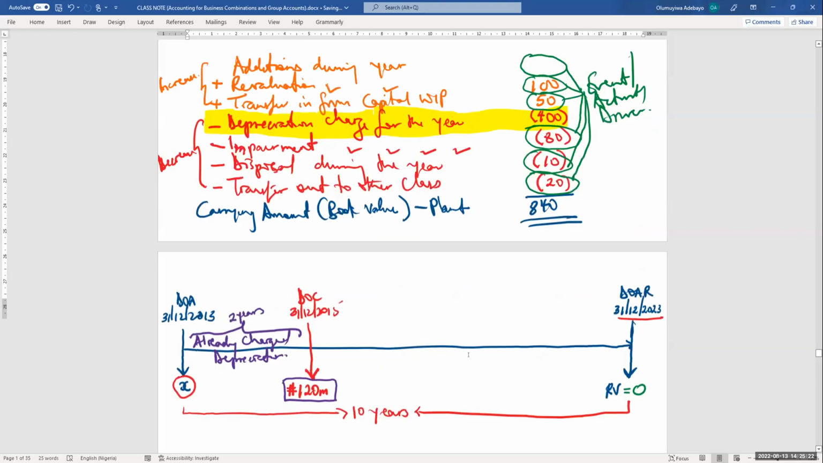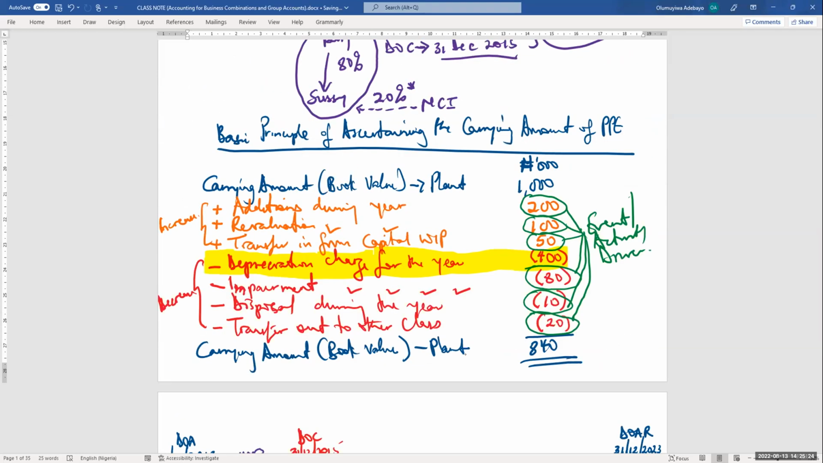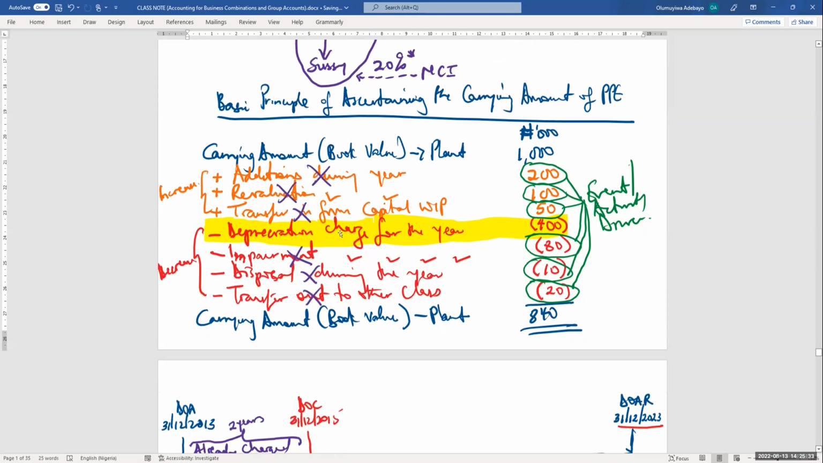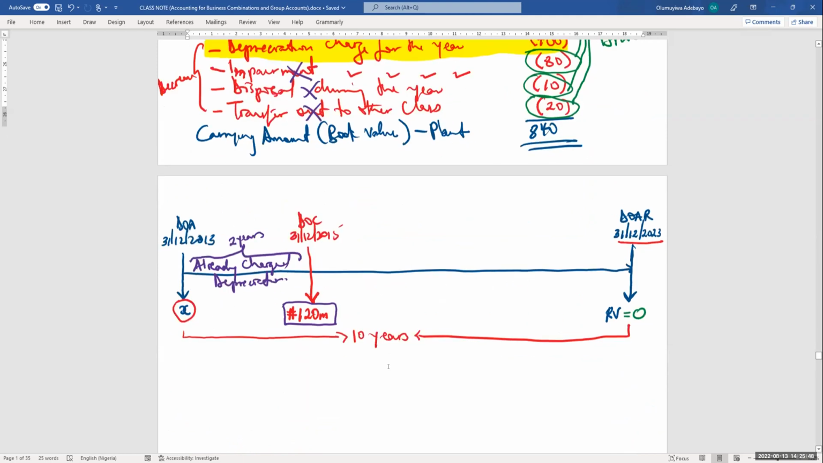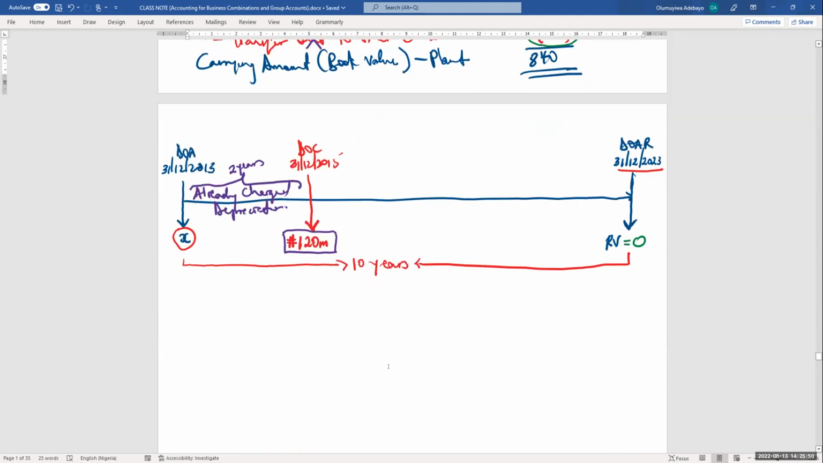Since we have all agreed here that none of this has occurred other than depreciation, which means that if any of this has occurred, you also need to know how you work back from your today to your yesterday. In this case, you'll be adding back this and subtracting what you added before. Now, the question then is, how many years left?